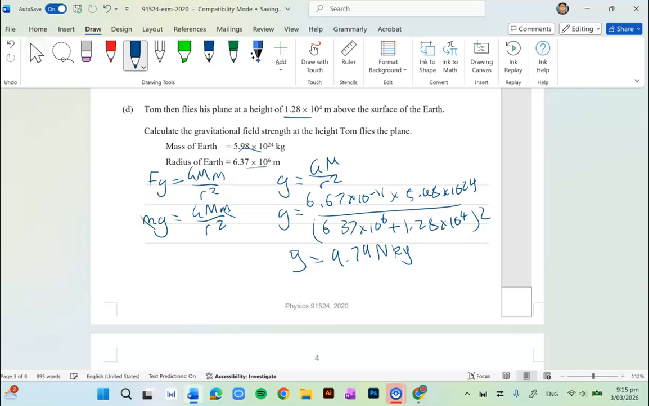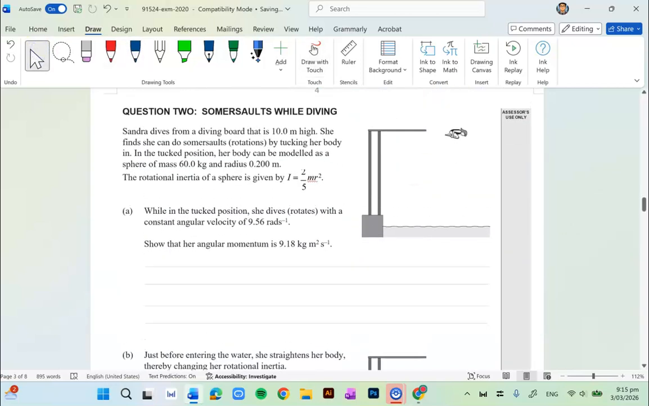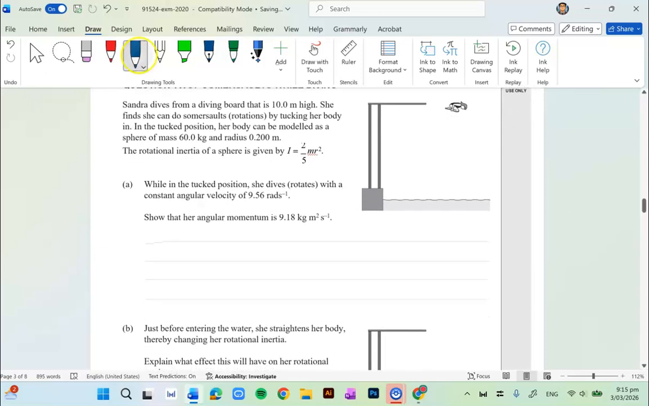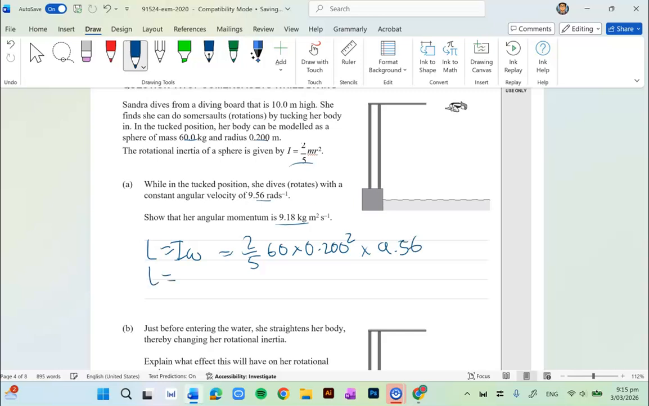Which theoretically makes sense because, you know, we know that g equals 9.81, and that's assuming it's on the surface of the Earth. So if it's at this height above it, the gravity will get weaker as it gets further away from the surface of the Earth. So this answer checks out, so it should be right. Okay, next. 2 minutes on. Right, kg, radius, this. Angular momentum is 9.18, so I think it might just be this equation. Equals 2/5 times 60 kg times the radius 0.200 squared times 9.56. Cool.